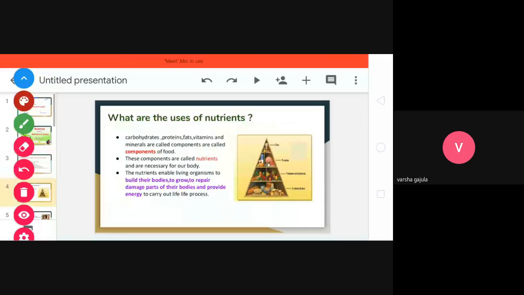So first, what are the nutrients? What are the uses of nutrients? In sixth standard, we learned one lesson, components of food, right? In that, what about water did we learn? So what are the components of food? Nutrients, right? So Harshita, what are those nutrients?